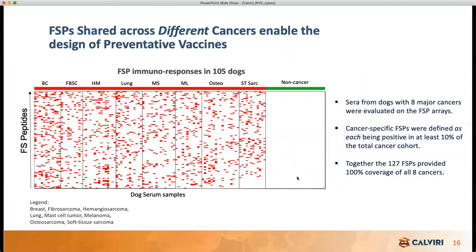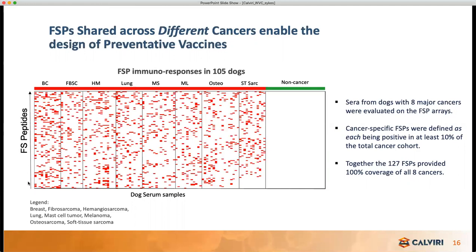So now I'm switching to a dog clinical trial. So this is not preclinical. This is clinical. We're developing a real dog product, a real dog vaccine. So here our objective was to look for a pan-cancer vaccine, one that therefore, because it was in all cancers or most cancers, could be administered before cancer, so a preventative or prophylactic vaccine.